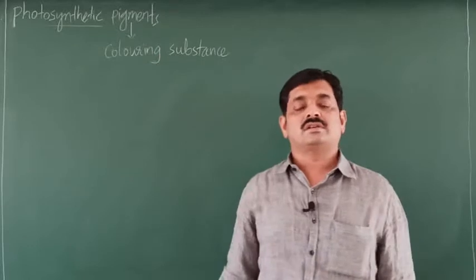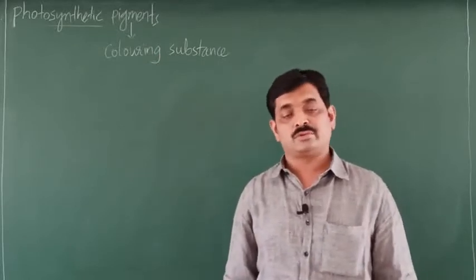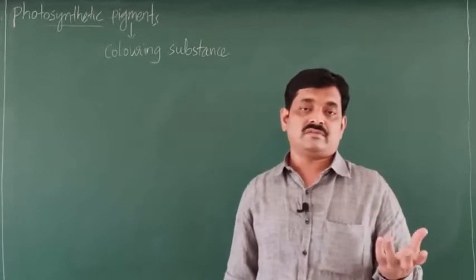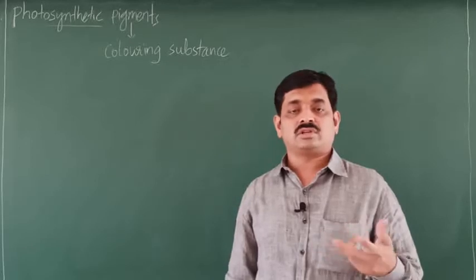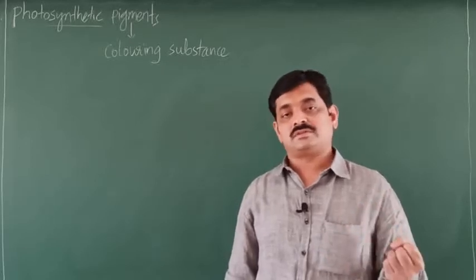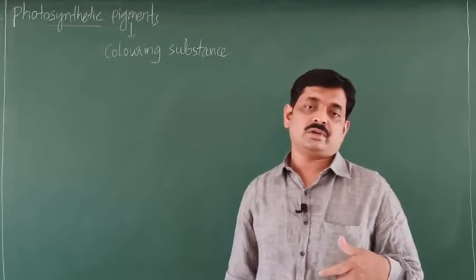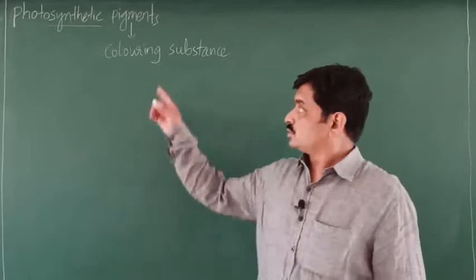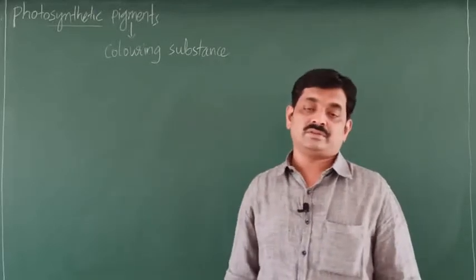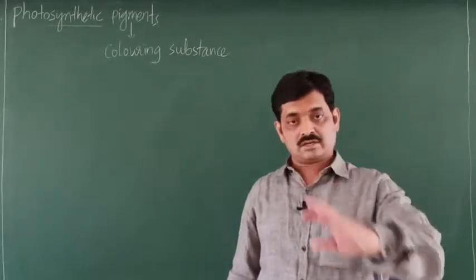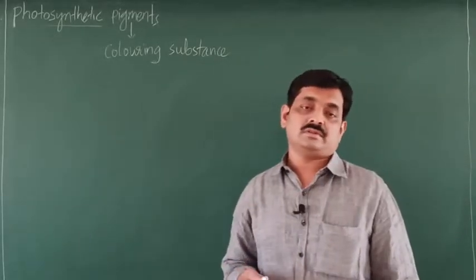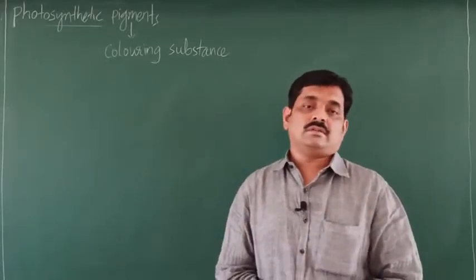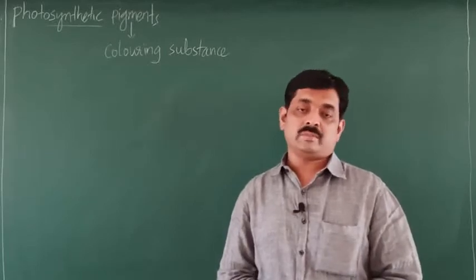So already we have discussed different pigments in the previous videos. Can you name any pigments that we have already discussed? So one is chlorophyll, right? Then carotenoids, xanthophylls. These are all pigments which give color to different parts of plants. So photosynthetic pigments. These are the pigments which are involved in photosynthesis. The pigments which help in photosynthesis, they are called photosynthetic pigments, right?